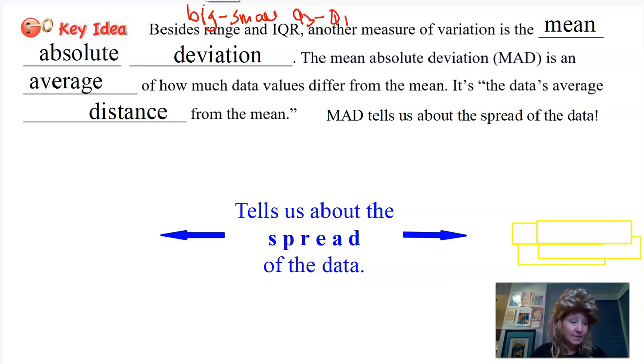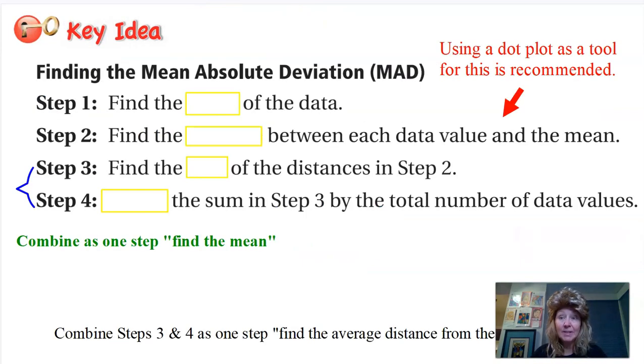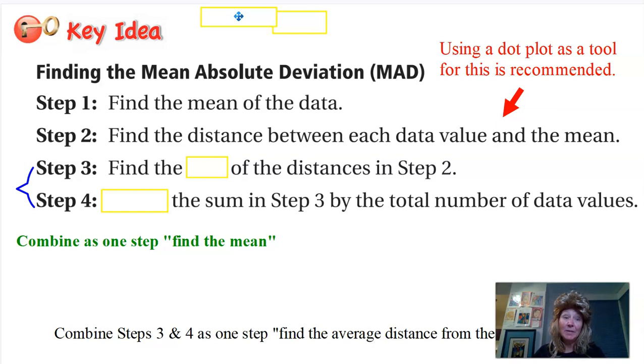Once you have all those words, let's look at the steps. So step one is to find the mean of the data. Add up all the numbers and divide by how many. Step two is find the distance between each data value and the mean.